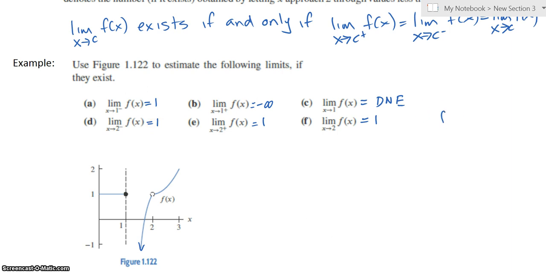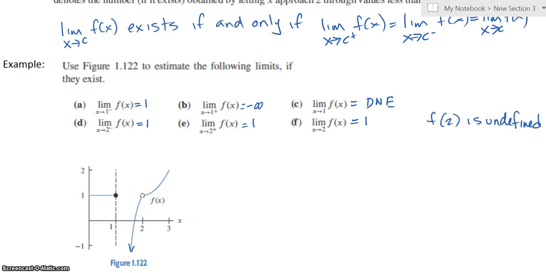If I said what is f of 2, just to give another example there, this would be undefined. If it had a dot there, it would be 1. For instance, like f of 1. F of 1 is equal to 1 because there was a dot there, even though the limit did not exist. So you have to be careful with that.